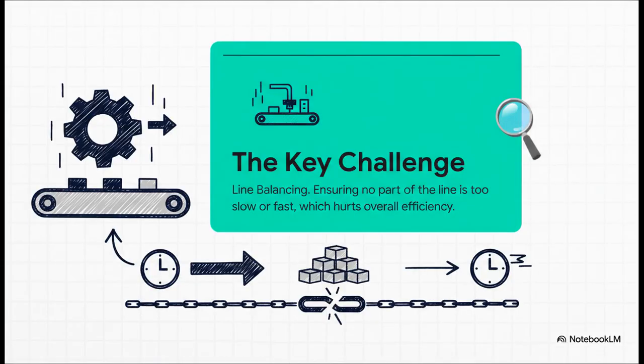So the main challenge here isn't scheduling different jobs, it's balancing the line itself. Think about it. If the drilling step takes 60 seconds, but the bending step only takes 30, you've got a huge problem. The bending station is just sitting there idle half the time, and a massive traffic jam, a bottleneck, forms at the drilling station. The entire system is only as fast as its slowest part.